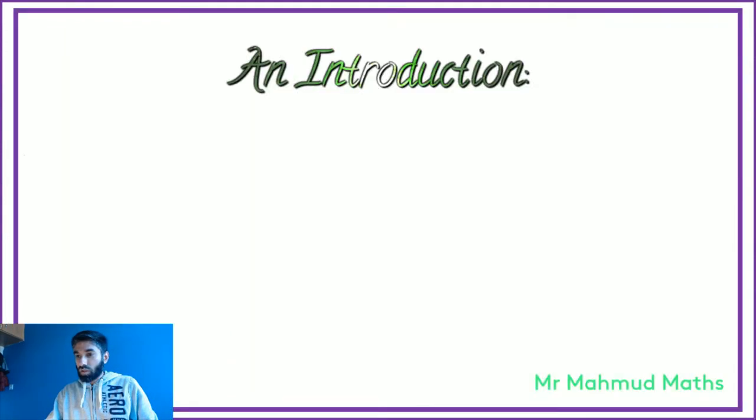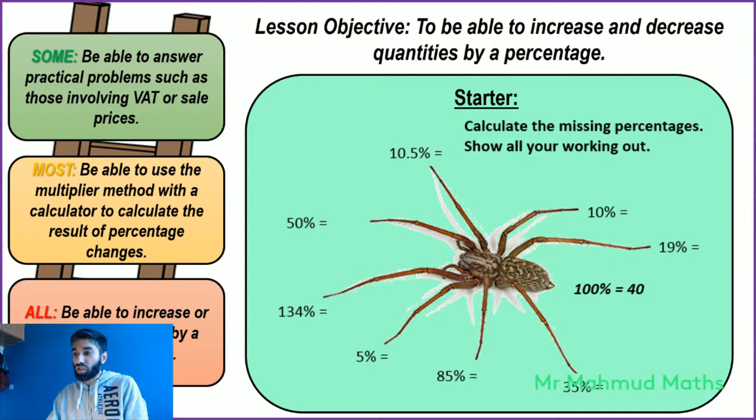Now, I hope you had a go at these questions. So 100% was 40. 10% is 4. And then 19% is 7.6. Sarah, 19% is 7.6. Quickly double check my answer with the multiplier. So 0.19 times by 40, and that gives us an answer of 7.6. Well done, Sarah. That is the right answer, 7.6.